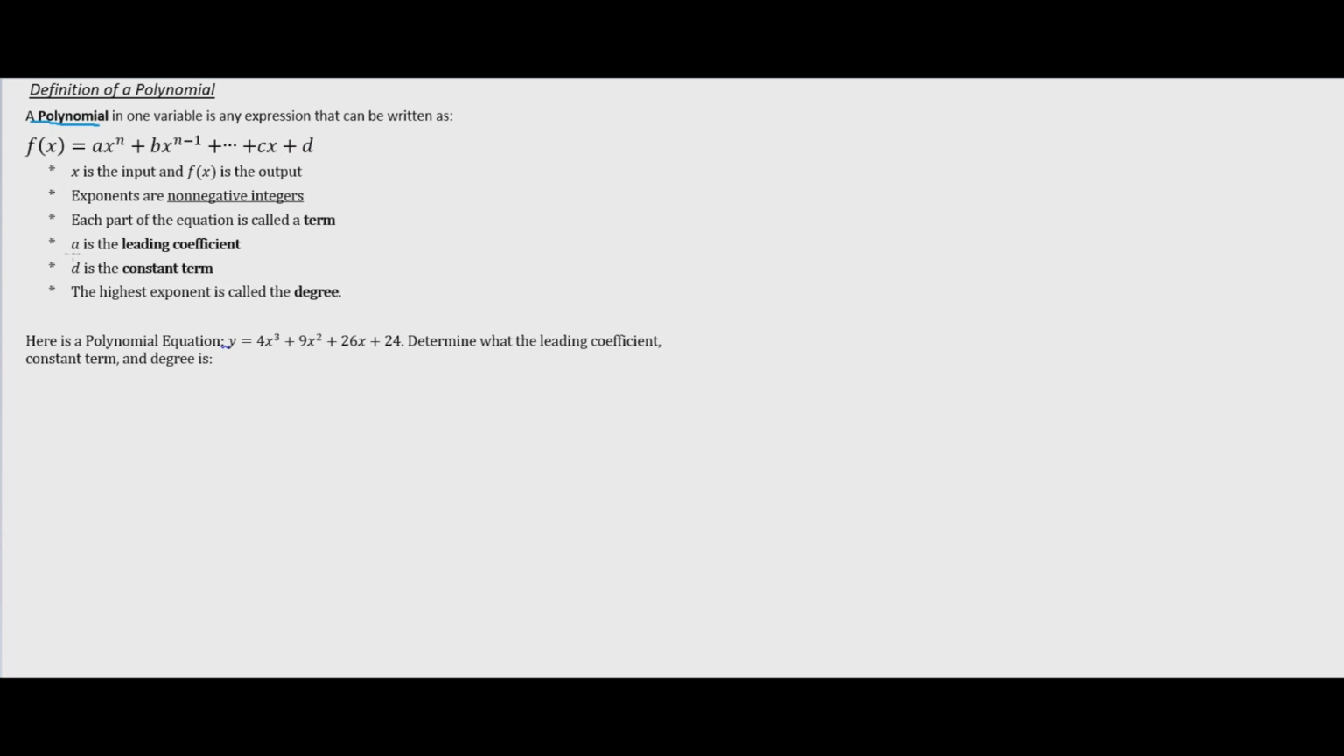All right, let's look over here. A is the leading coefficient. So if we look over here, well, A is right there. It's in front of our expression. So that's our leading coefficient. And then D is our constant term. Well, D is on the outside of our equation. That would be our constant term. Another word for this is our y-intercept. Okay. The highest exponent is called the degree.